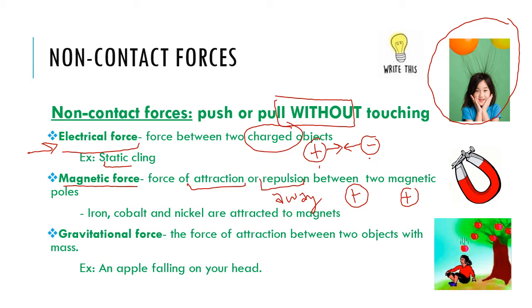So two positive charges, if you ever try to do this with two magnets, if you flip them a certain way, they won't come together because they have the same charge, right? They're going to actually want to repel or move away from each other. So this we see happening a lot in metals. Iron, cobalt, and nickel are all kinds of metals, and those are attracted to magnets, right? And our last non-contact force is gravitational force. This is the force of attraction between two objects with mass. Anything that has mass is going to have gravity, right? Like an apple falling on your head.